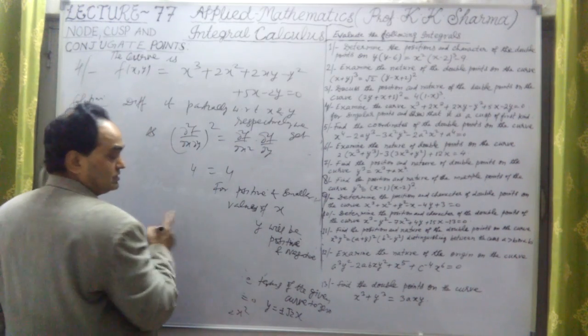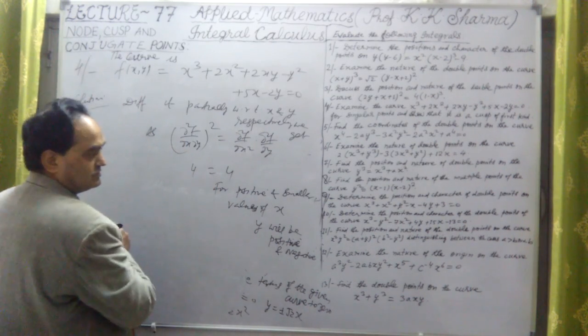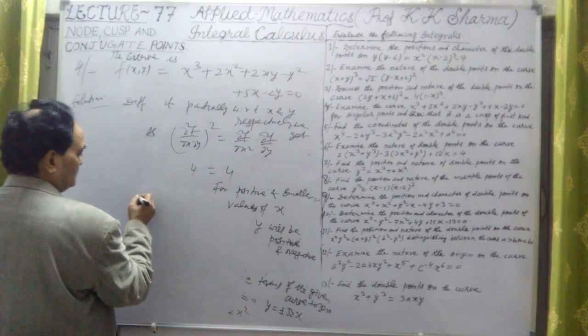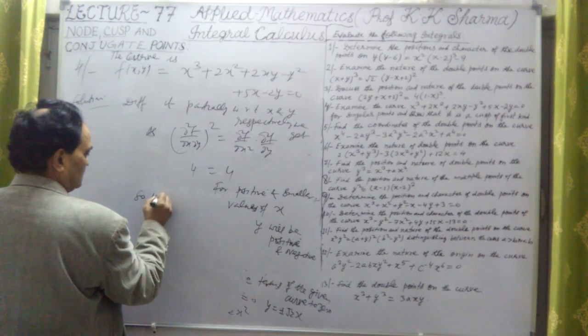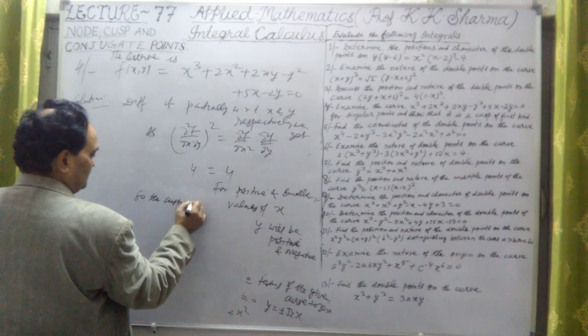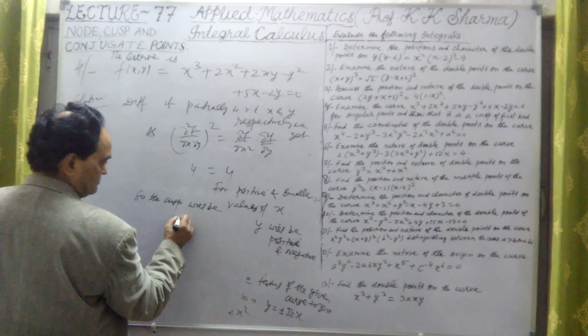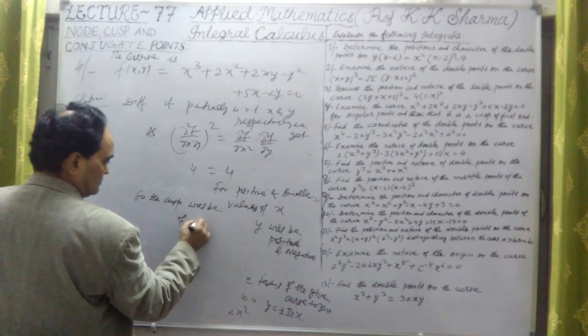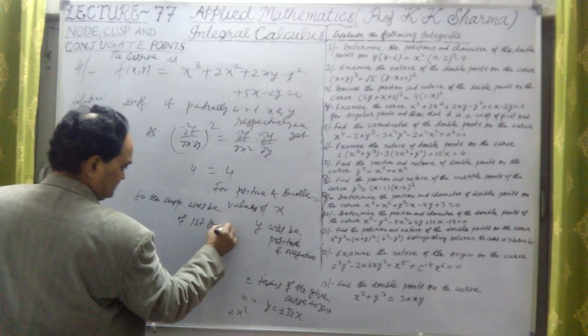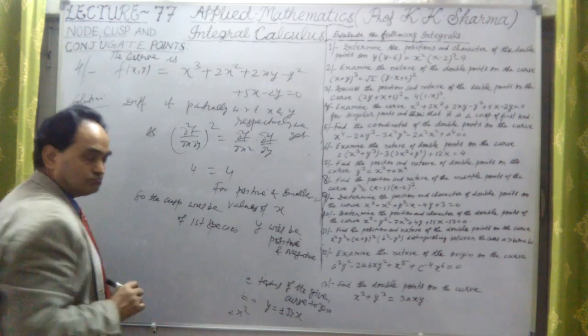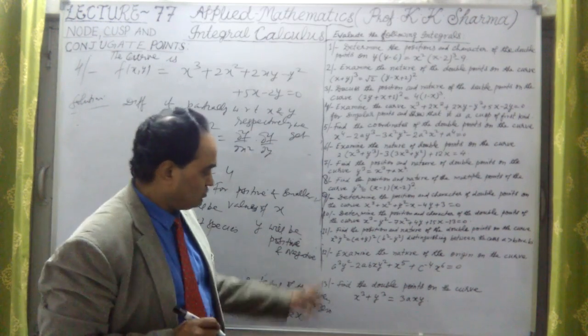It means the cusp will be of first kind. First species of cusp will be there. So the cusp will be of first species, on one side of the y-axis.